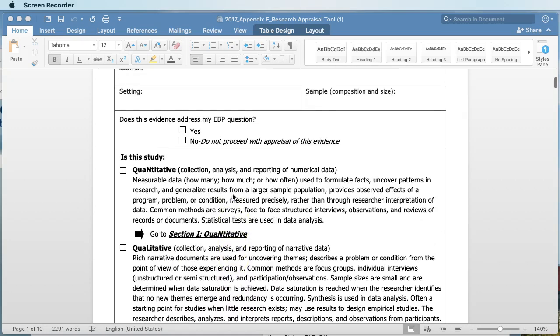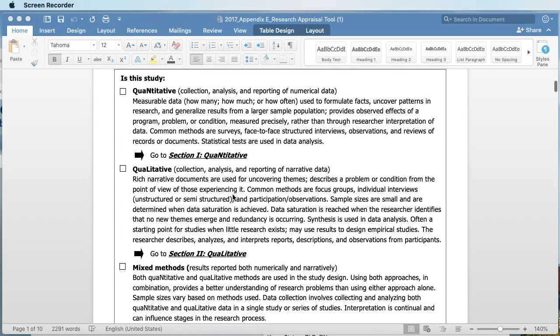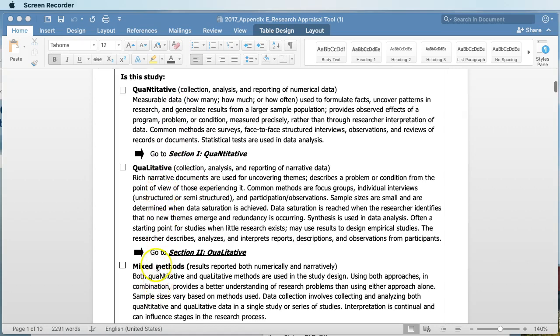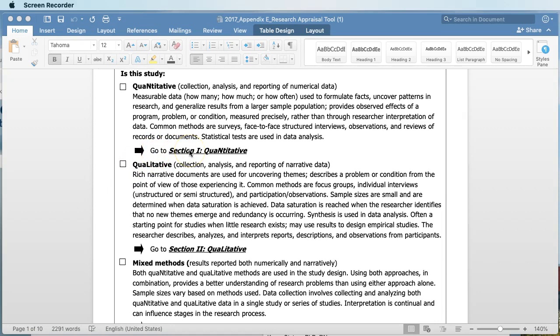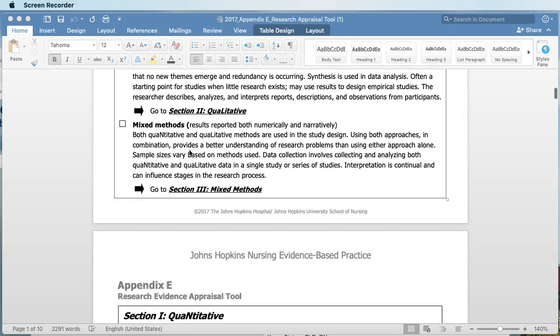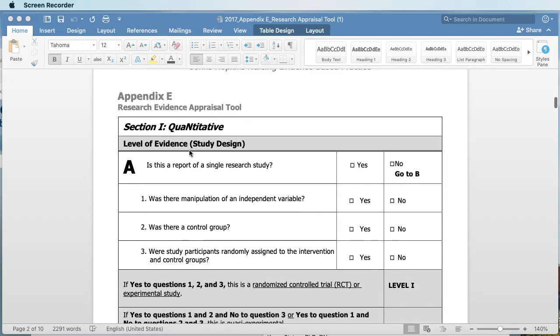So the first thing you do is you go through and you say to yourself, is it quantitative? Is it qualitative? Is it mixed methods? Check the box and follow the directions at the bottom. So first we're going to say we have a quantitative study. So I need to go to section 1, quantitative. And here we are, section 1, quantitative.